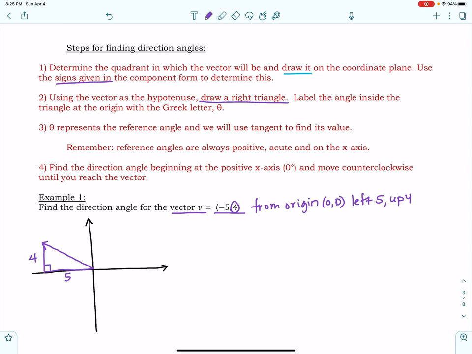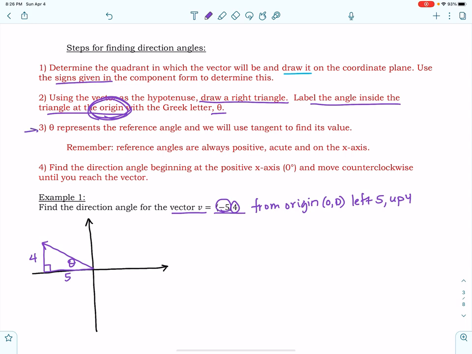Magic, okay? So notice that I left the negative off the 5. We can't have a side of a triangle that's negative, so the negative just tells me the direction to go. All right, so think about that. So we're using the vector as the hypotenuse, and there's our right triangle all drawn in for us. We are going to label the angle inside the triangle at the origin with the Greek letter theta, just like that. I did not do a very good job with that theta, though, did I? No, Miss Griggs. There we go. That's better. Okay, so there's theta.